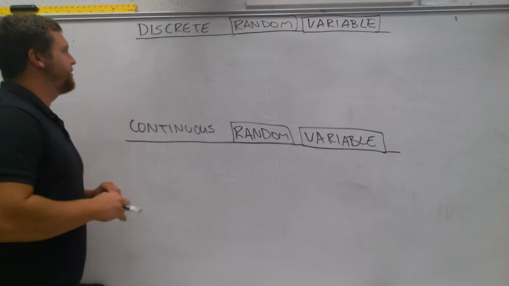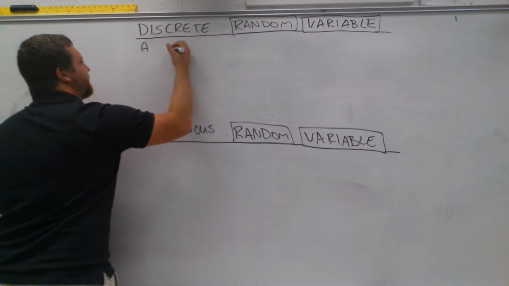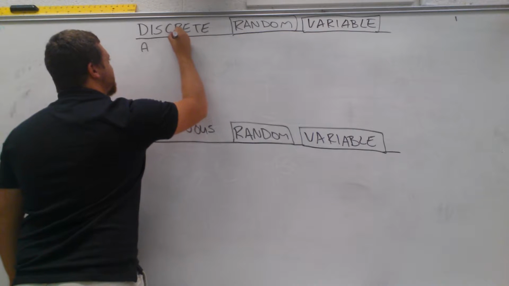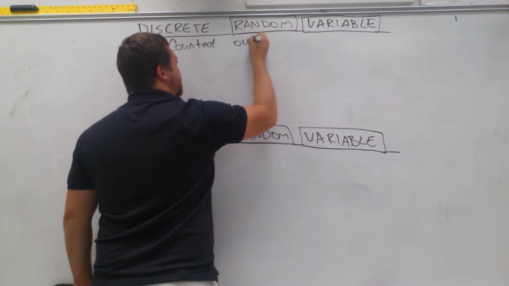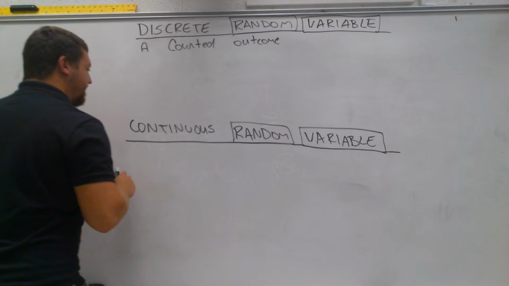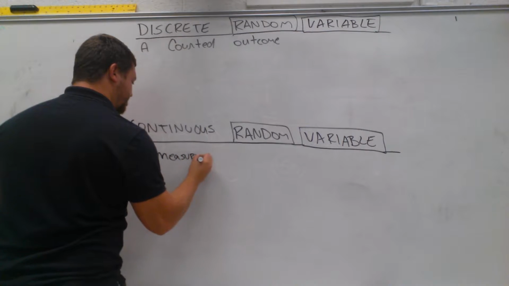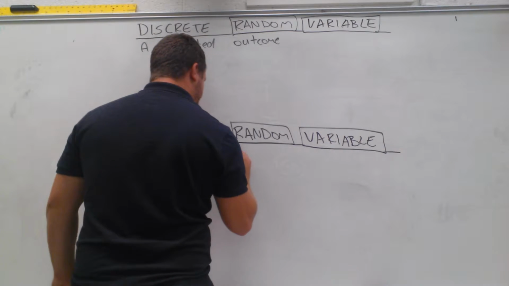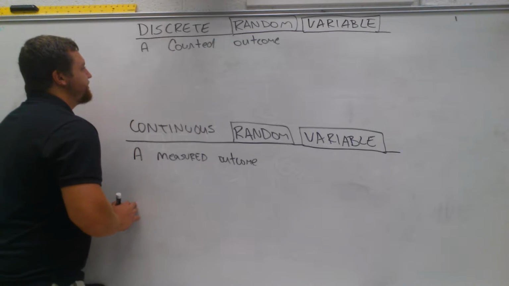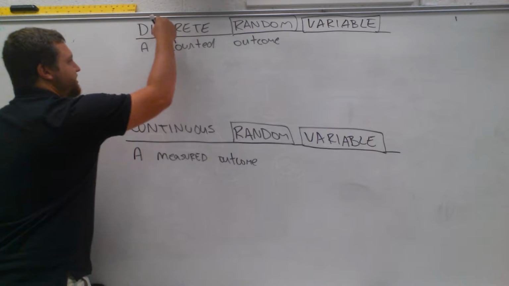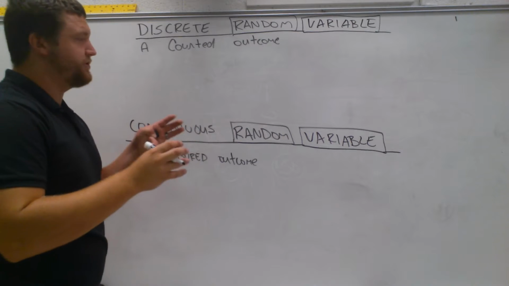So a discrete random variable, this is what I want you to write, is a counted outcome, and a continuous is a measured outcome. Well, that's not too hard. Well, you're right, but let's talk about what these outcomes are. Remember I told you to think discrete, concrete, something that is there, it's solid, it's something you can actually touch or count. That's why we say counted.